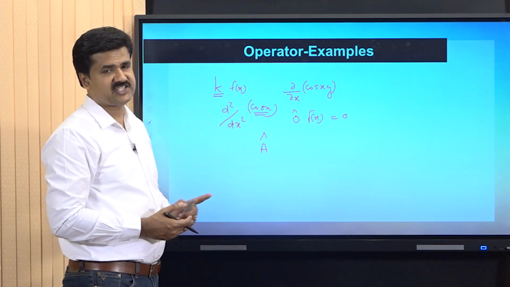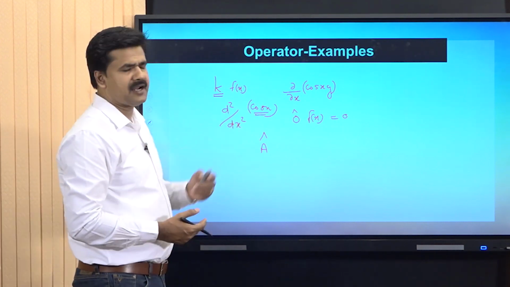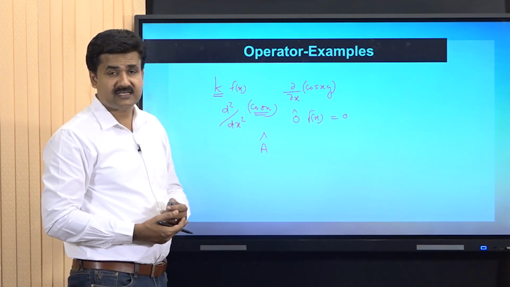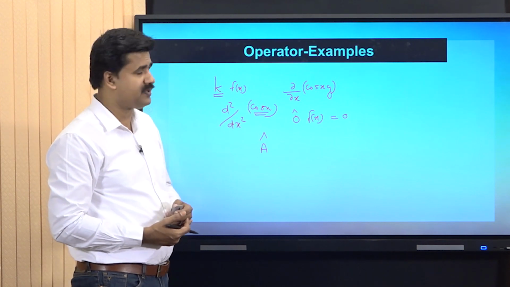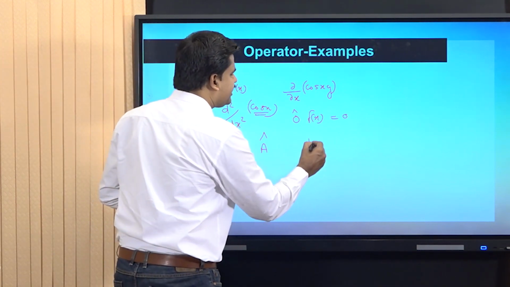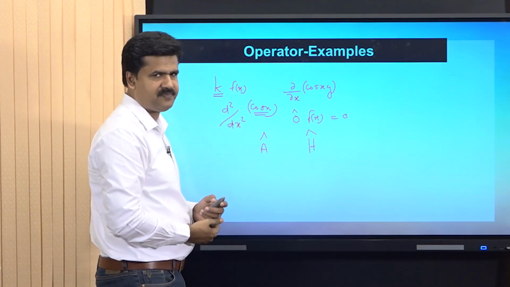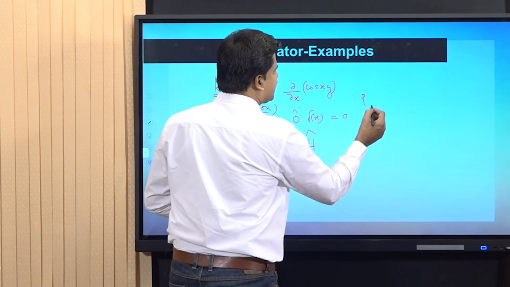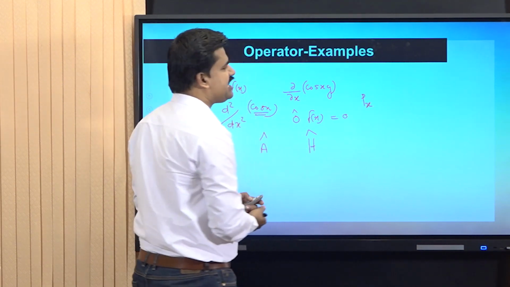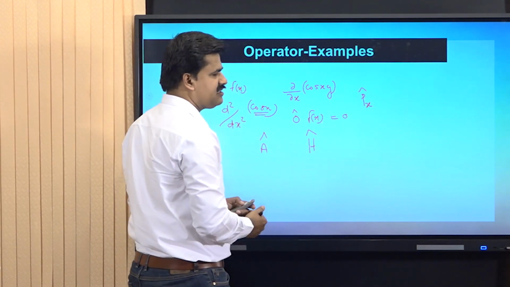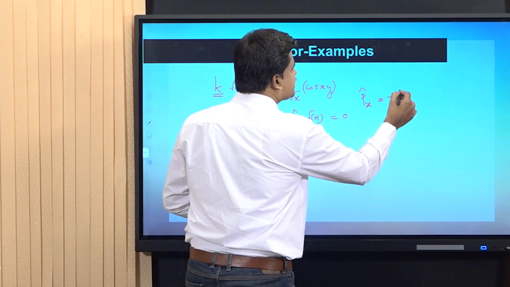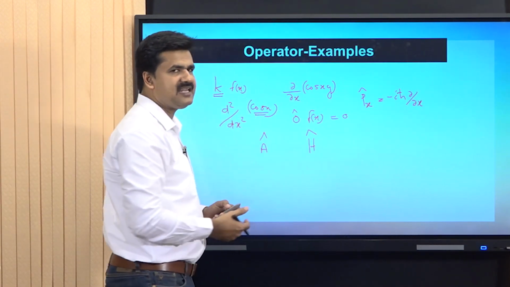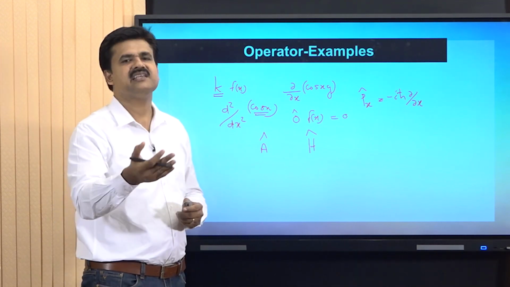Now, in quantum mechanics, there is a very important operator called the total energy operator, that is called the Hamiltonian operator. The Hamiltonian operator is denoted as H hat. In quantum mechanics, there are other operators known as position operator, momentum operator, etc. The momentum operator Px hat is mathematically minus i h cross dou by dou x. We can familiarize different types of operators in coming slides.